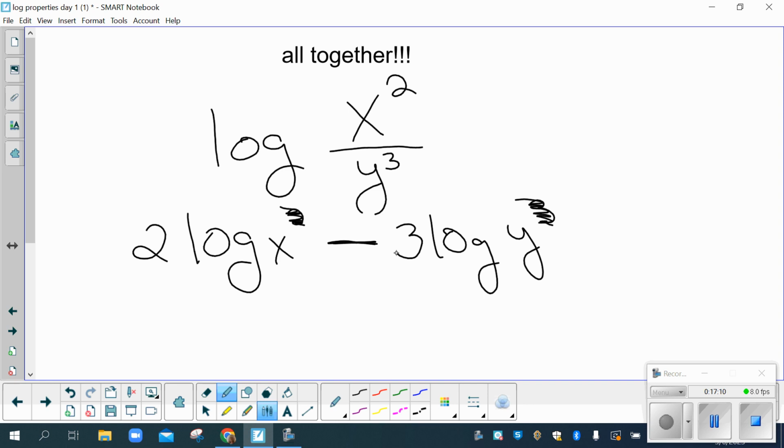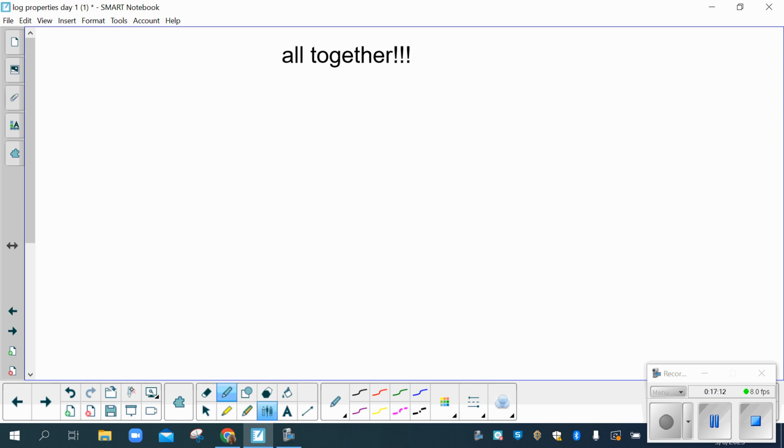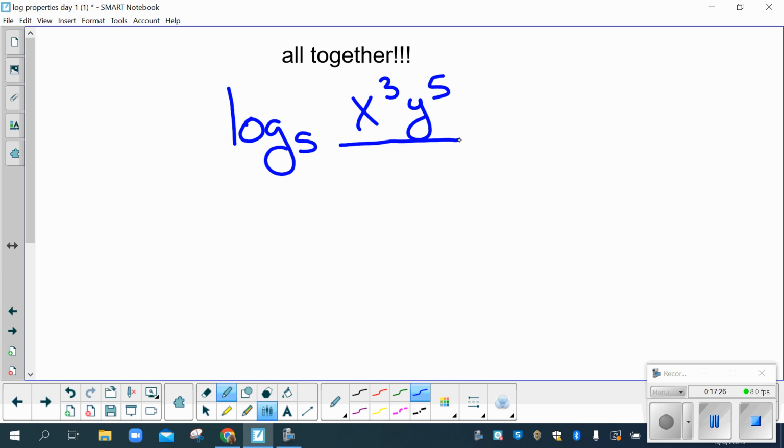So here we go. You guys ready to try one? You guys got this. I know you do. Let me pick a better pen color. Here we go. Log 5 of x to the third y to the fifth over w to the 7th. I love that problem. It's beautiful.